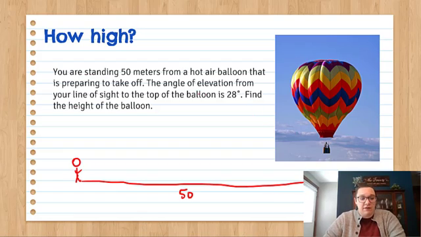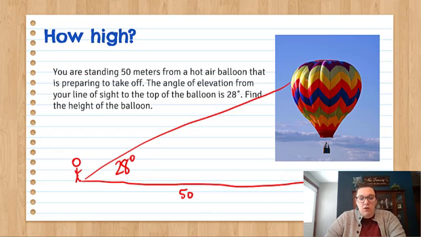And it started to take off, and the angle of elevation from my line of sight, so normally I look straight, but I am looking up at the balloon, is 28 degrees. Now this is a pretty crude drawing, but we'll be okay. I want to know, how tall is it? So I don't know this height. It looks like, again, I have an opposite and adjacent, another tangent problem. So let's set ourselves up.